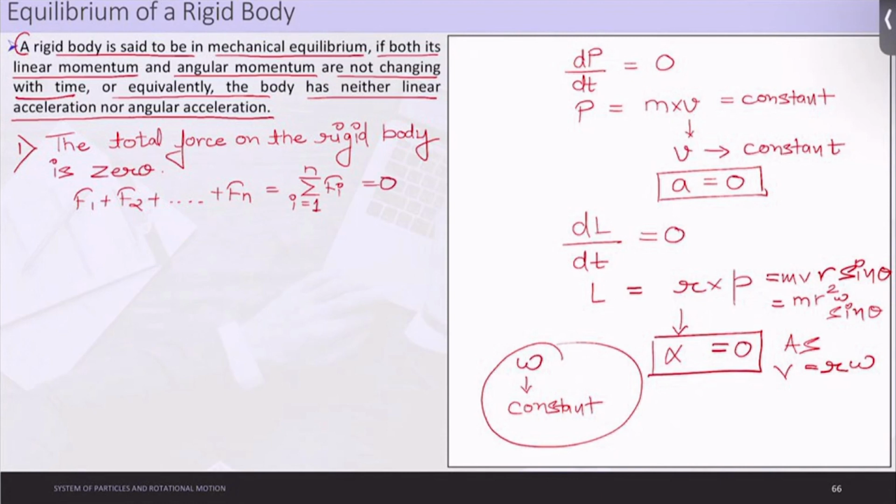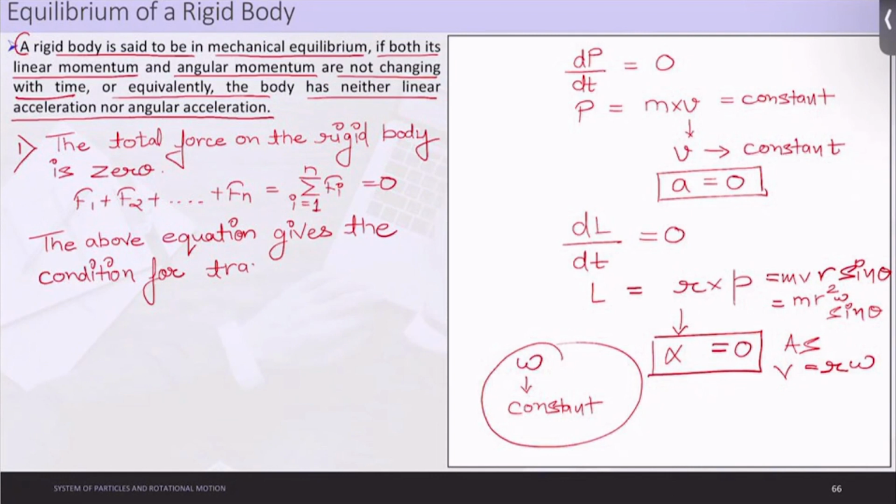Okay, so the total force on the body is 0, then we can also say that the total linear momentum of the body does not change with time, right? So hence the above equation gives the condition of the translational equilibrium of the body. Very important line: the above equation gives the condition for translational equilibrium of the body. Fine.